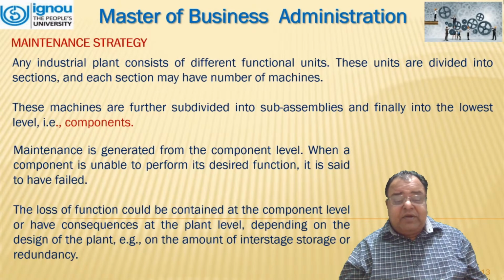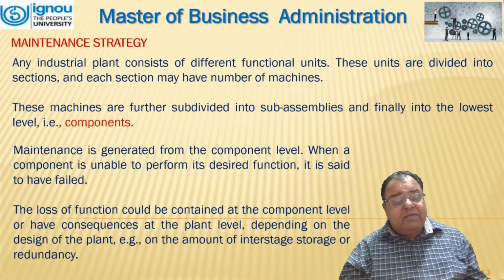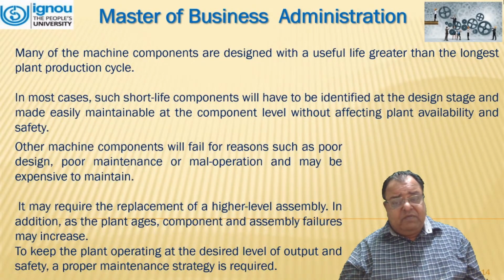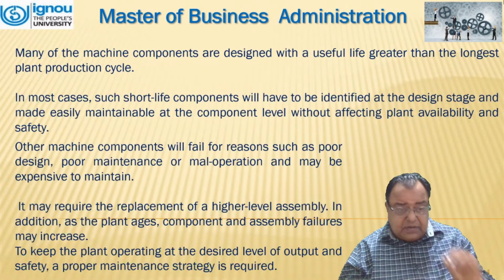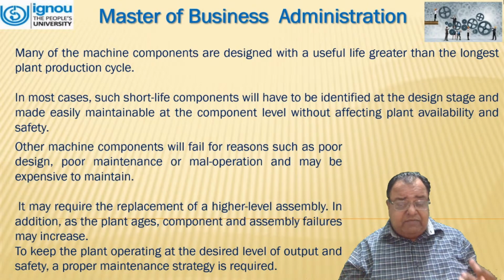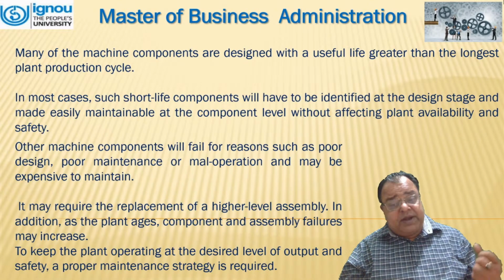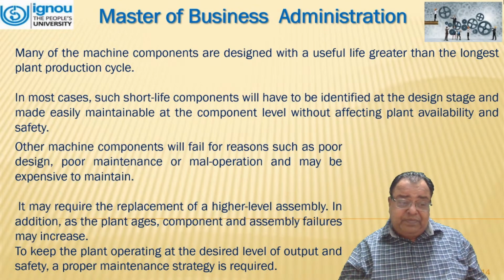And the loss of function could be contained at the component level or have consequences at the plant level, depending on the design of the plant, for example, on the amount of interstage storage or redundancy. Many of the machine components are designed with a useful life greater than the longest plant production cycle. In most cases, such short life components will have to be identified at the design stage and made easily maintainable at the component level without affecting plant availability and safety.